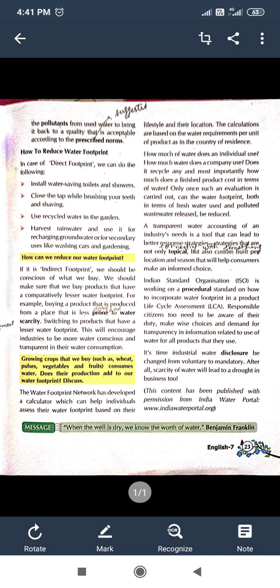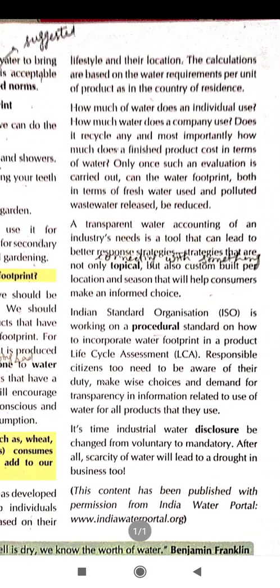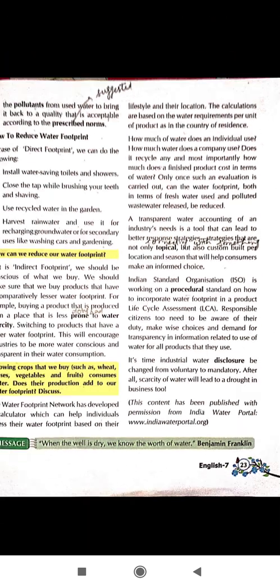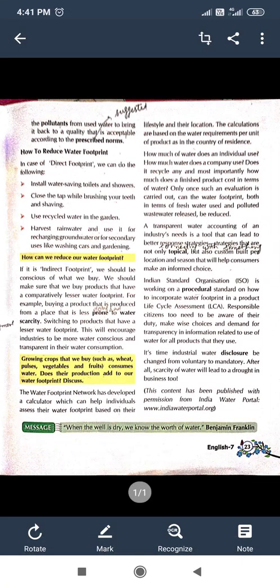The calculators are based on the water requirements per unit of product as in the country of residence. These calculators are based, how are they based? They are based on the water requirements per unit of product as in the country of residence. Means our country, wherever the residence is, per unit how much water requirement there is, based on that they do the calculations and tell how much water per individual they are using.